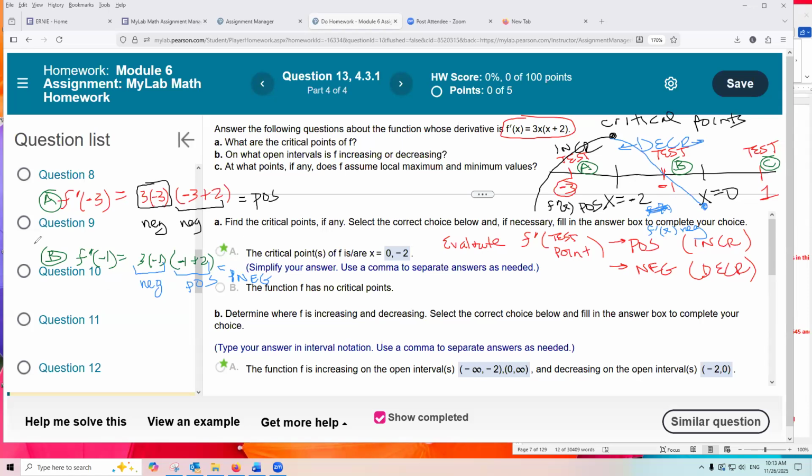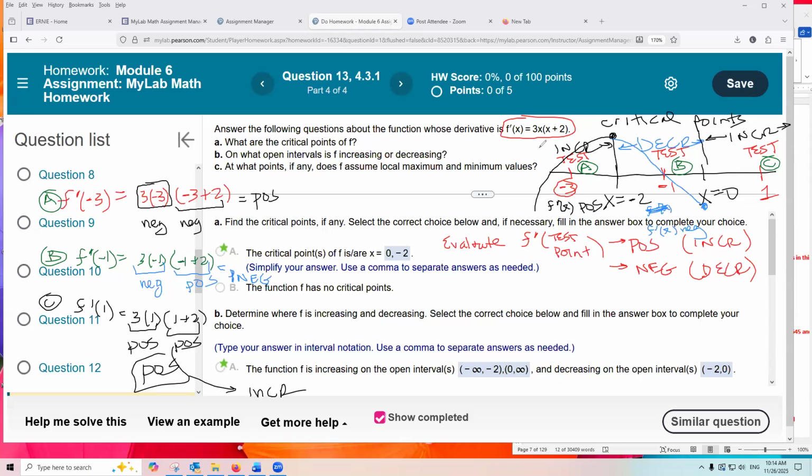All right, one more interval. Let's do interval C. For that, I want to work out f prime of 1. That's going to be 3 times 1, 1 plus 2. Well, this part is positive. This part is positive. Positive times positive is positive. So that means the graph is increasing on that interval. So the graph turns and goes uphill like that.